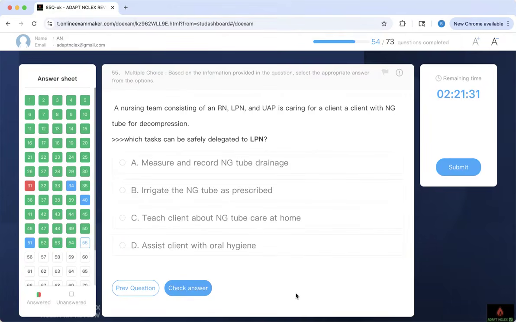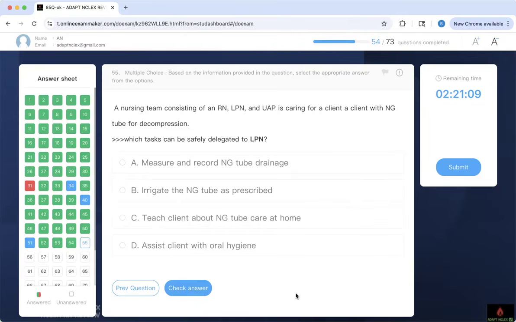The nursing team consists of RN, LPN, UAP. In the care of a client with NG tube for decompression, which task can be safely delegated to the LPN? Delegation, right? Measure and record NG tube drainage. Irrigate the tube as prescribed. Teach client about NG tube care. Assist client with oral hygiene.